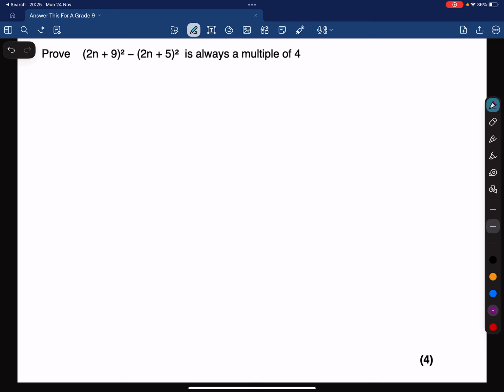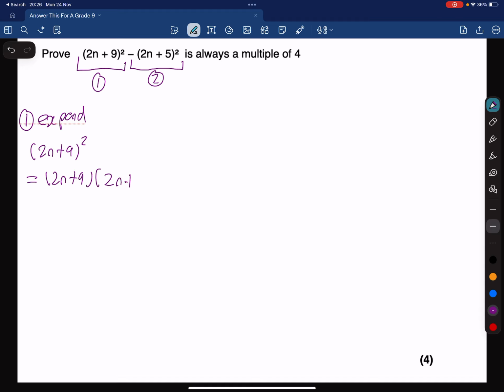Okay, so again, similar to the first one, I'm going to expand. So (2n + 9) squared is equal to (2n + 9) times (2n + 9), and that is equal to 2n times 2n, 4n squared, plus 2n times 9, which is 18n, plus 9 times 2n, which is 18n, plus 9 times 9, which is 81.